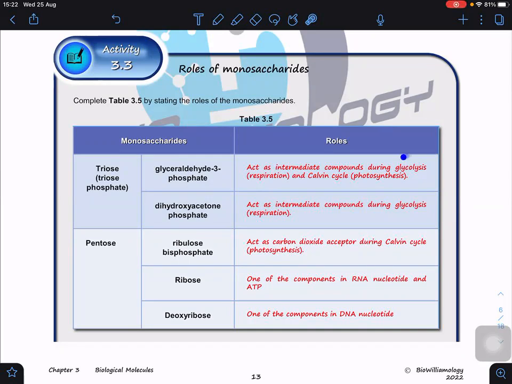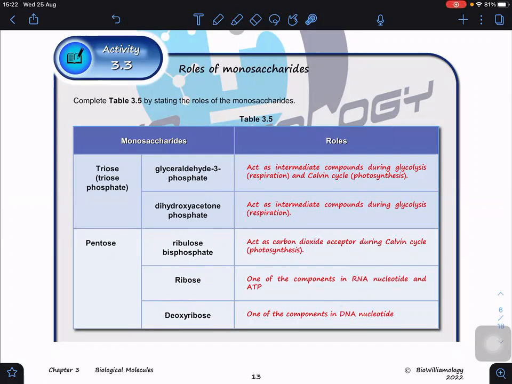We are going to learn glycolysis and the Calvin cycle in your A2 topic, but I will teach them during your AS. Are you clear? They are related to a lot of topics, so that's why I teach them during your AS rather than A2. Then pentose, 5-carbon sugar. You can see ribulose bisphosphate is the carbon dioxide acceptor during the Calvin cycle in photosynthesis. Ribose and deoxyribose are parts of the nucleotides. Ribose is for RNA.